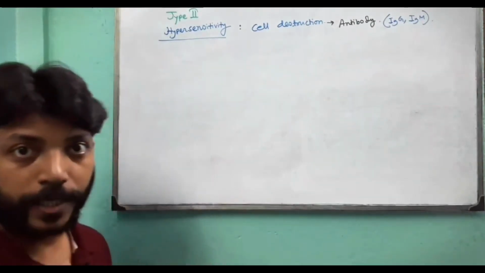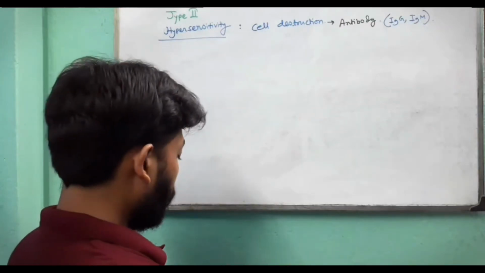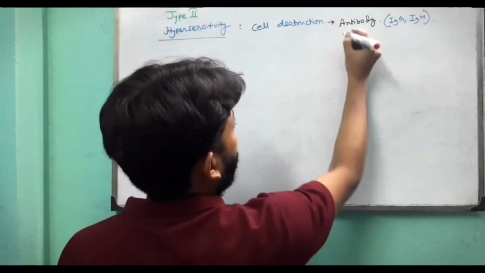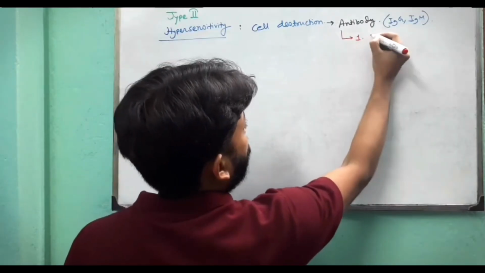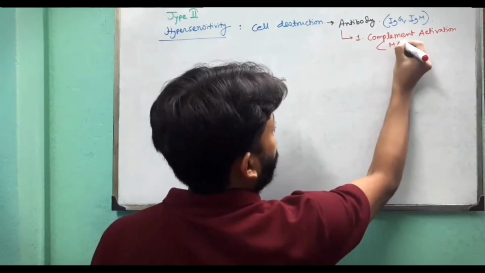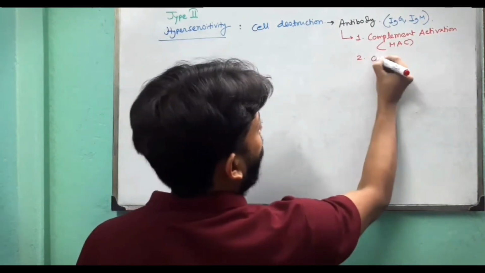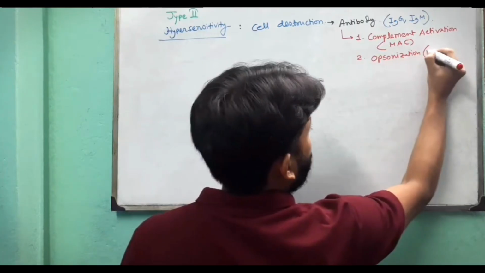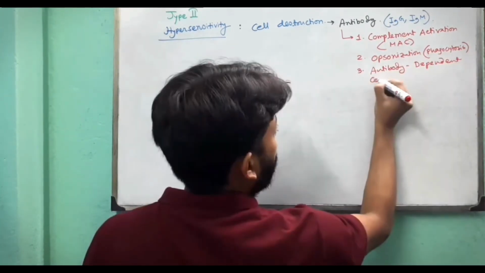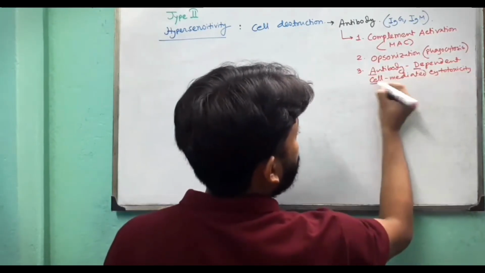In case of type 1, I have mentioned IgE antibody is responsible, IgE. Now, this antibody can destroy this cell by three mechanisms. One is complement activation and the formation of a complex called membrane attack complex. The second is opsonization, phagocytosis, and the third is antibody dependent cell mediated cytotoxicity. So this is known as ADCC.